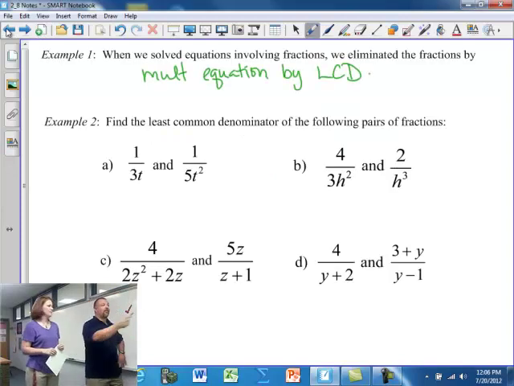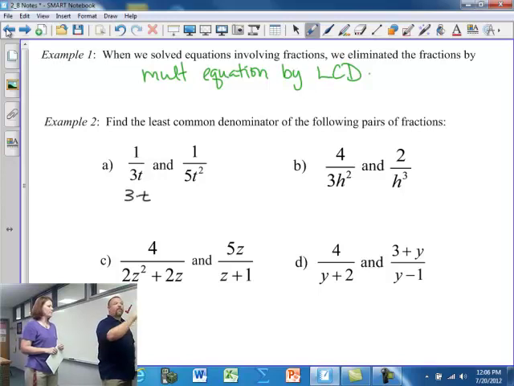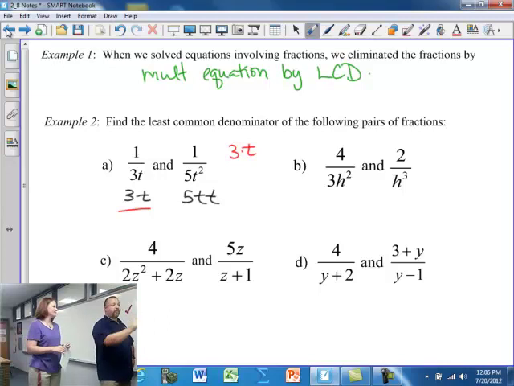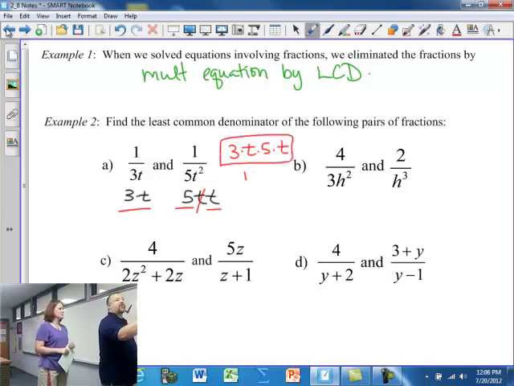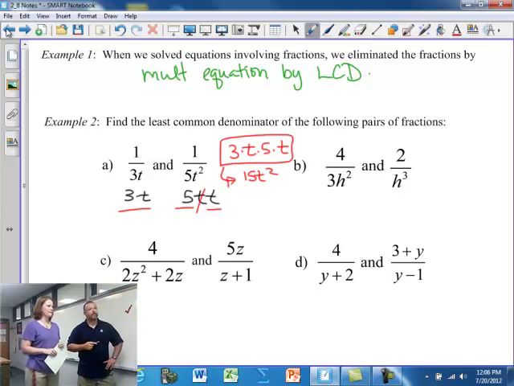Now we're going to do the same thing, but with letters. We have a 3t, which is just 3 times t. We have a 5t squared, which is 5 and 2 t's multiplied together. So in our LCD, we take everything from the first term, 3 times t. Then we take the new stuff from the second one. 5 is new, so we multiply by 5. We already have 1 t, but we don't have a second t, so we need another t. So it would be 15t squared. So 15t squared would be the least common denominator for the first two fractions.